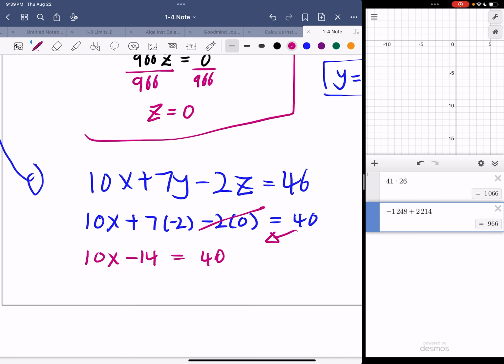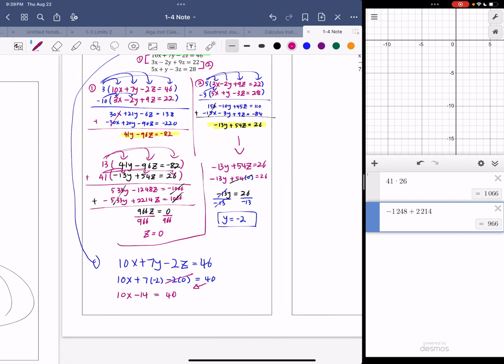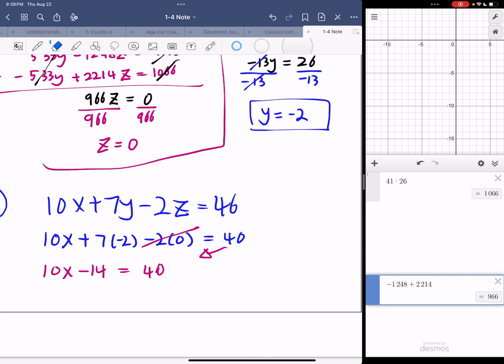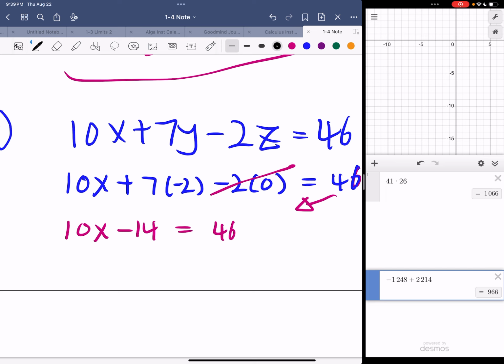Wait, I made a mistake somewhere? Wait a second. Oh gosh, where did I make a mistake? Did I copy this one down right? Oh, that's a 46, I'm sorry. Here, that should be 46. I just copied this question wrong. All right, do you see? Even in this question, I made a big mistake, but who cares?